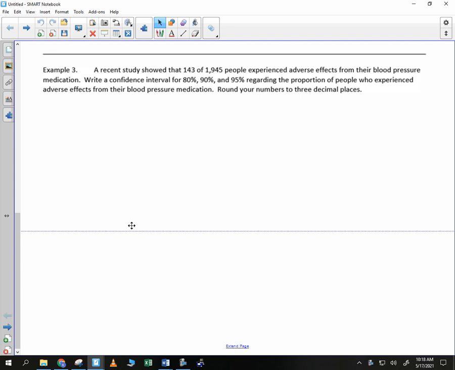Do you know anybody on blood pressure medication? Did you know that just about everybody, when they get to about the age of 70, 75, in America is on blood pressure medication? This is one of the reasons why life expectancy has increased for so many people, because of handling heart disease. Being able to control blood pressure has been a big part of that. But there are some adverse side effects that happen because of it.